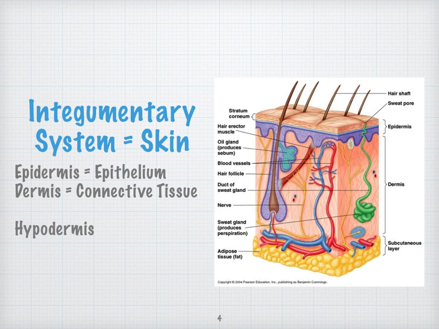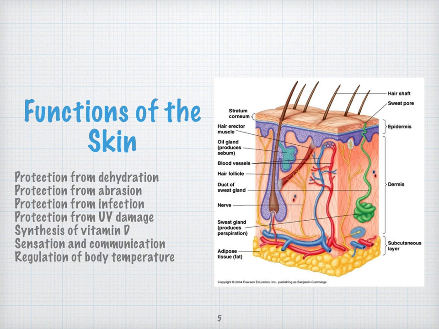So we introduced those ideas of skin structure and tissues last time. Today we really want to talk about the functions of the skin, or the skin's physiology. These layers of the skin and structures in the skin work together to perform some specific functions, including the protection of the body from dehydration, the protection from abrasion, infection, and damage by ultraviolet light.